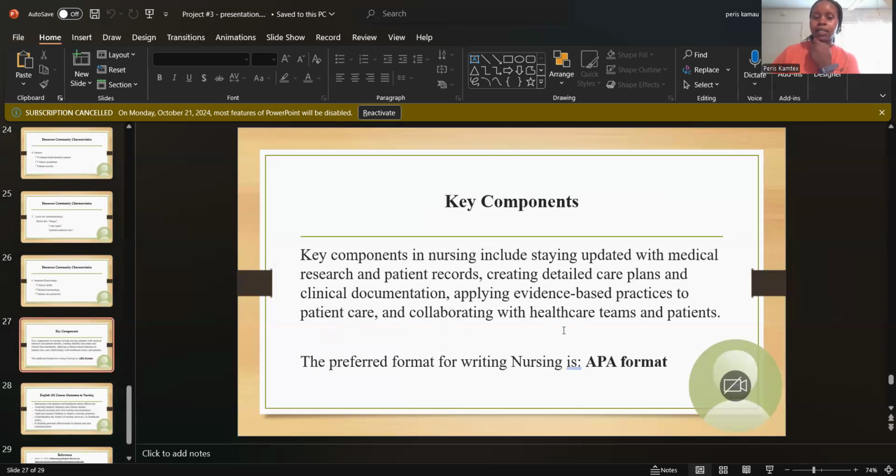Key components in nursing include staying updated with medical research and patient records, creating detailed care plans and clinical documentation, applying evidence-based practices to patient care, and collaborating with the healthcare team. The preferred format for writing nursing is APA format.